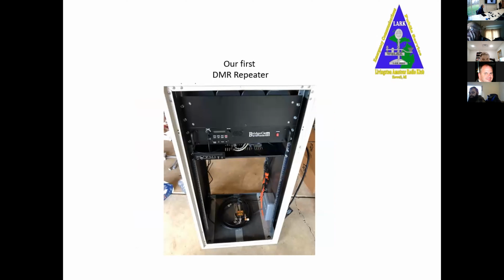This was our first repeater. We bought a Bridgecom. Bridgecom advertises repeaters, right? Now, it turns out that when we invested in this, we didn't know a lot about DMR yet. We didn't know a lot about anything yet, right? But what we found was that this is nothing more than an FM repeater. It's a 40-watt FM repeater. You take the cover off, it's got two 40-watt mobiles in it. One's in receive and one's in transmit, okay?